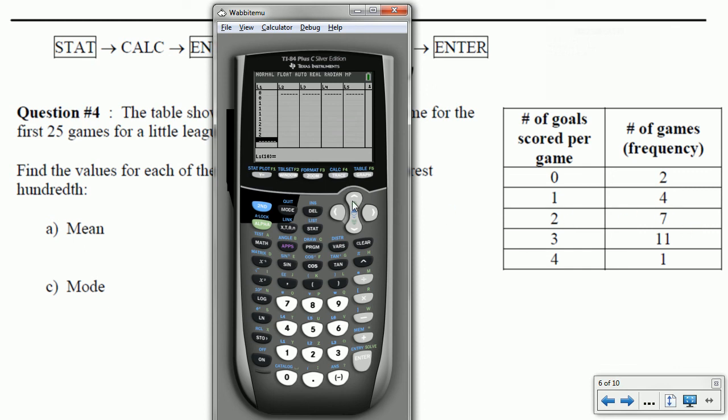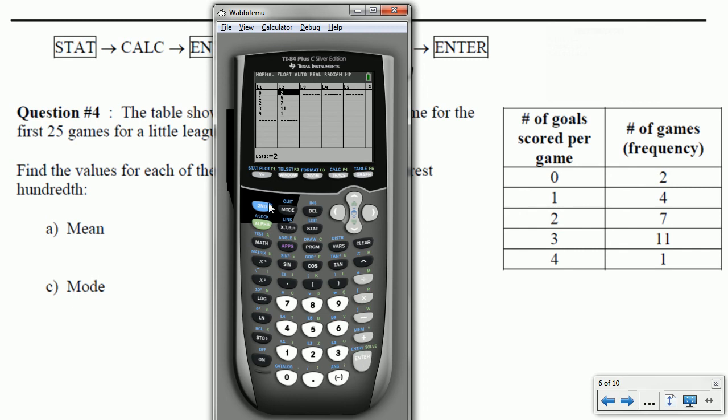So in order to save us a little bit of time, we're going to split that up in between L1 and L2. So we're going to clear L1. These are going to be the number of goals scored per game. So 0, 1, 2, 3, and 4. And the frequency of each is 2, 4, 7, 11, and 1.